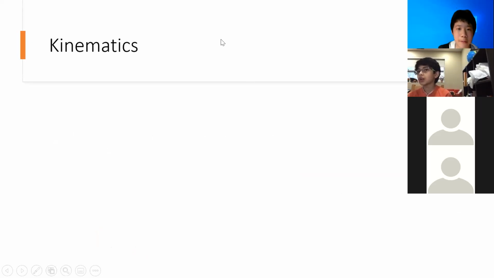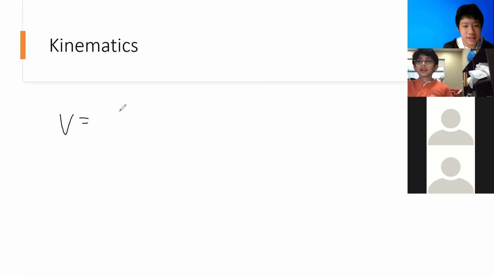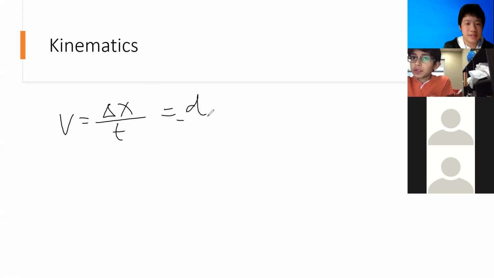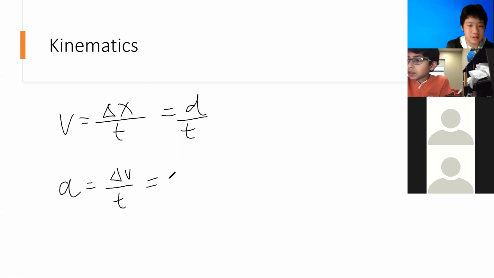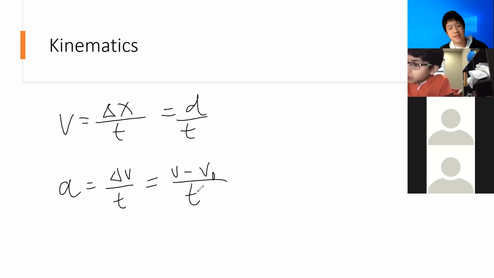So, kinematics. First off, we're going to start with the most basic things that we need to know, which are the definitions of velocity. Velocity is change in x over time, or displacement over time. The same thing goes with acceleration. Acceleration is the change in velocity over time, or if you have a starting velocity and an ending velocity, the difference of those over time, that would be our acceleration. So those are the definitions of acceleration and velocity.